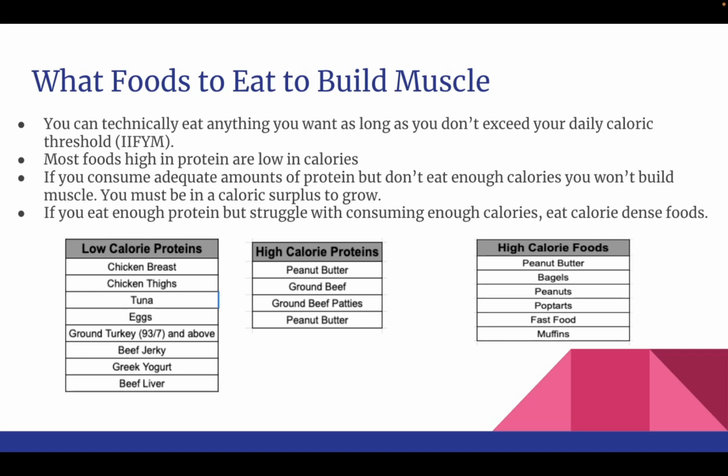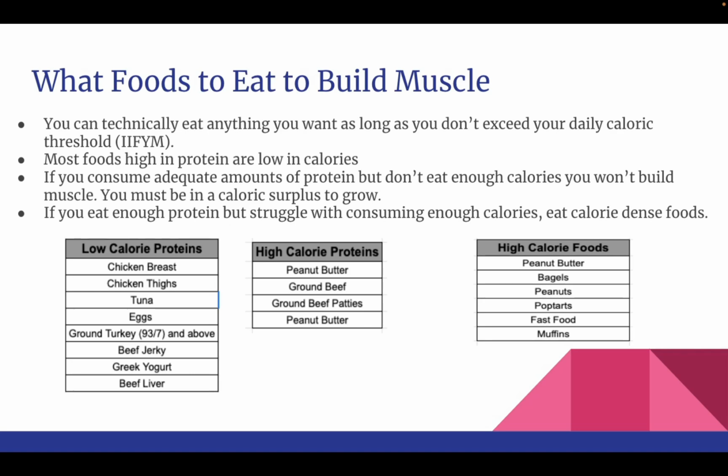Another problem people have is that they don't have a problem eating protein, but they struggle getting enough calories. Right? So like if you eat 200 grams of protein and 2,000 calories, but you're full, you're struggling eating food, I highly recommend eating calorie-dense food. Those are just like foods that are smaller portion but have high calories.